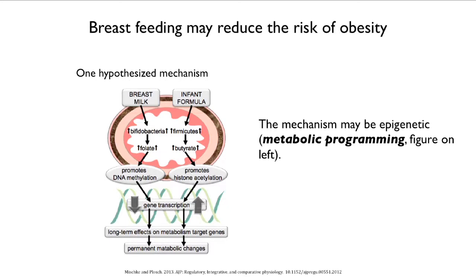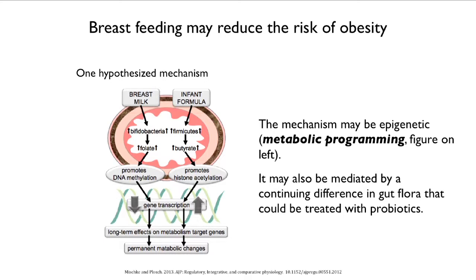Now, this mechanism might be another case where we could compensate using probiotics. We could try to alter the proportion of bifidobacteria and firmicutes by including bifidobacteria in the diet.